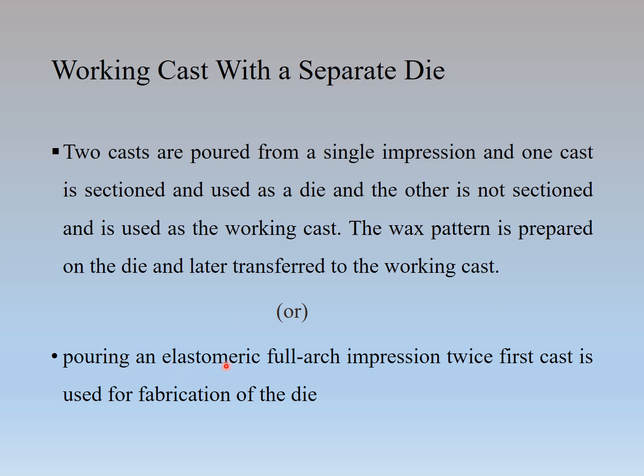Or pouring an elastomeric full arch impression twice. The first cast is used for fabrication of a dye. Okay, so either you pour the impression two times and then you do it, or you make a dye and then you make another dye. Okay, it's the same thing. We make a cast and then you make another cast with dye and without the dye.